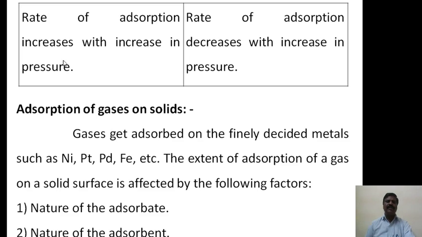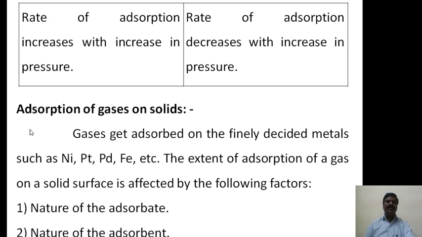One more point: in physical adsorption, the rate of adsorption increases with increase in pressure. Here, in chemical adsorption, the rate of adsorption decreases with increasing pressure. These are a few points that distinguish the differences between physical and chemical adsorption.